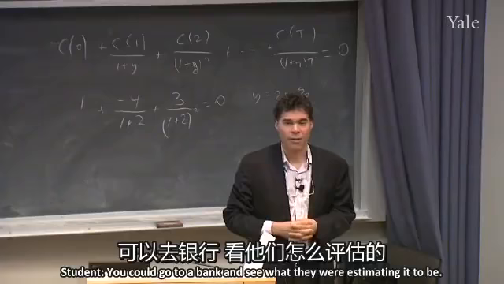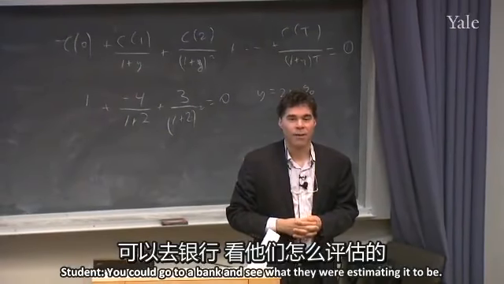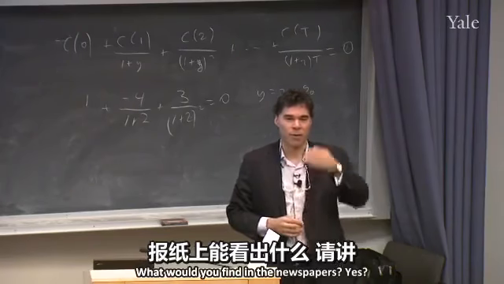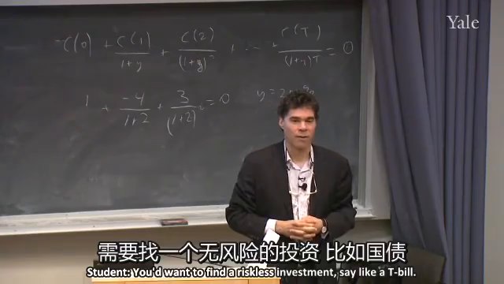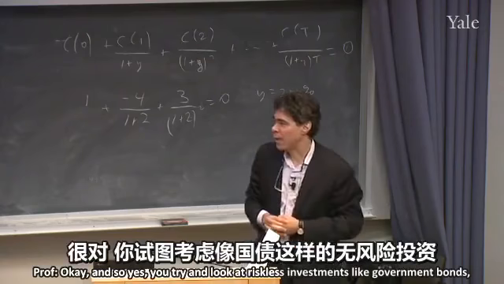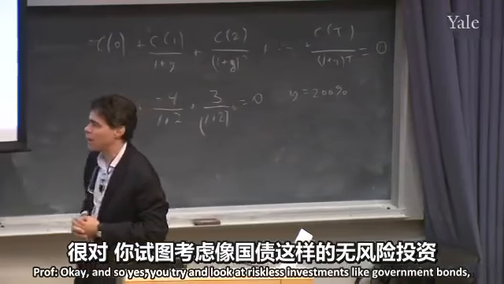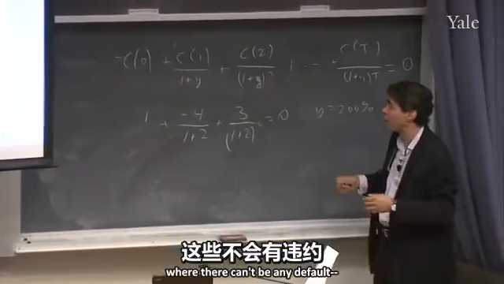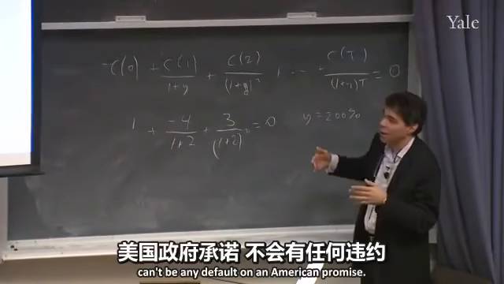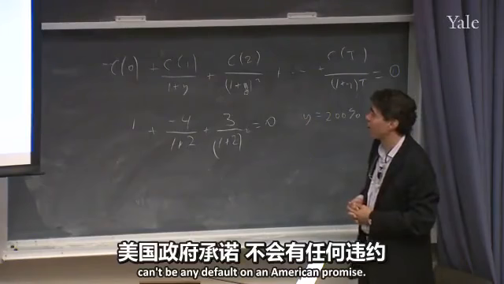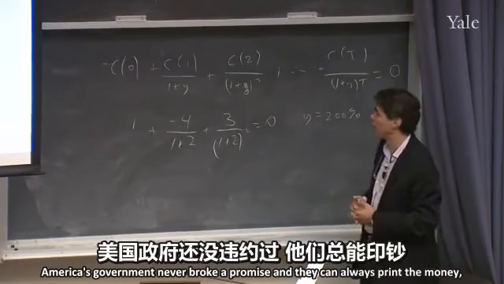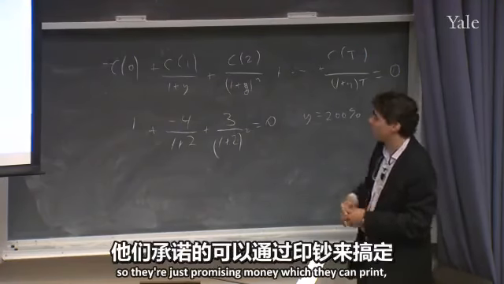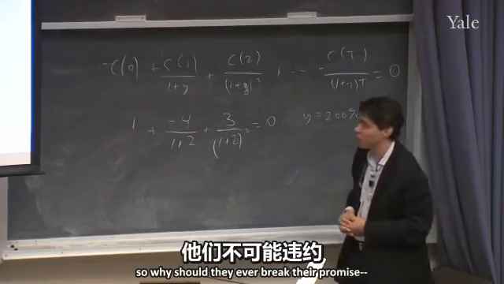Yeah. You could go to a bank and see what they were estimating interest would be. And if you looked in the newspaper, say, could you find in the newspapers? What would you find in the newspapers? Yep. You'd want to find a riskless investment, so like a T-bill. Okay, so yes, you try and look at riskless investments like government bonds where there can't be any default. At least that's what they always used to say. It can't be any default on an American promise. Government never broke a promise, and they can always print the money, so presumably they don't have to break a promise. So they're just promising money which they can print, so why should they ever break their promise?